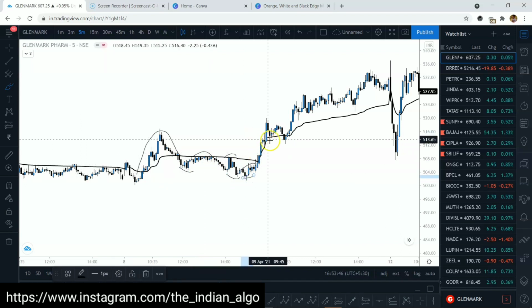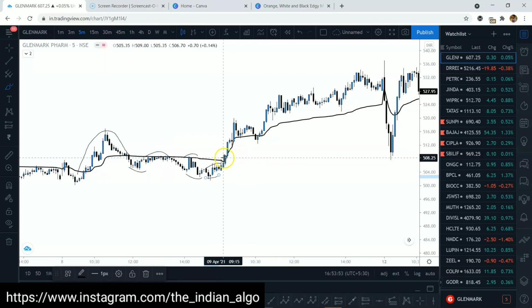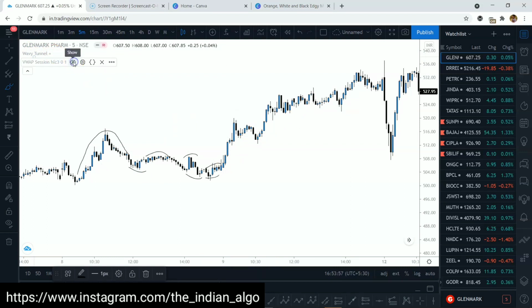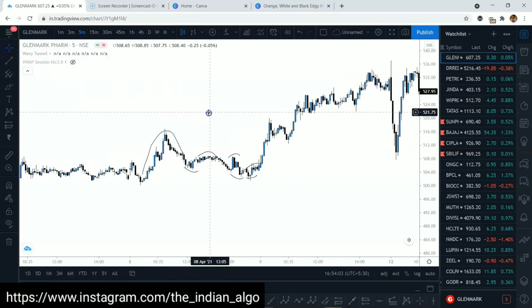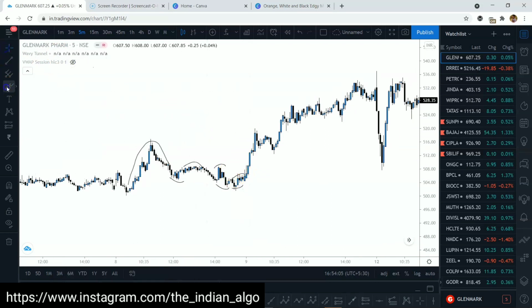VWAP is trending as well. This is what, 9:25, 9:15 starts off here. So this is something that, again, is not high probability. If I apply the wavy tunnel, if I'm near the black EMAs, then probably I would take this trade, but just because it goes in our direction, it doesn't mean that this is a good volatility contraction pattern.